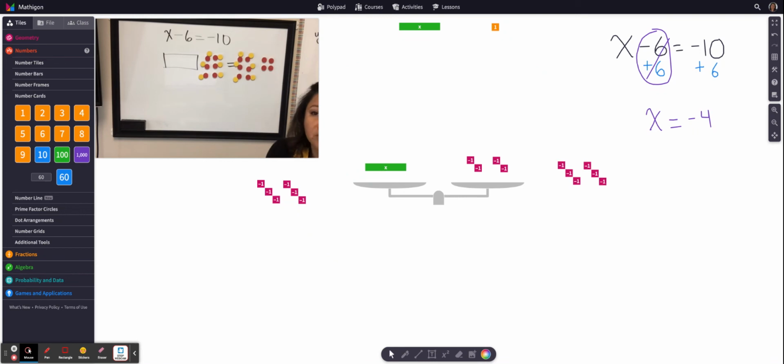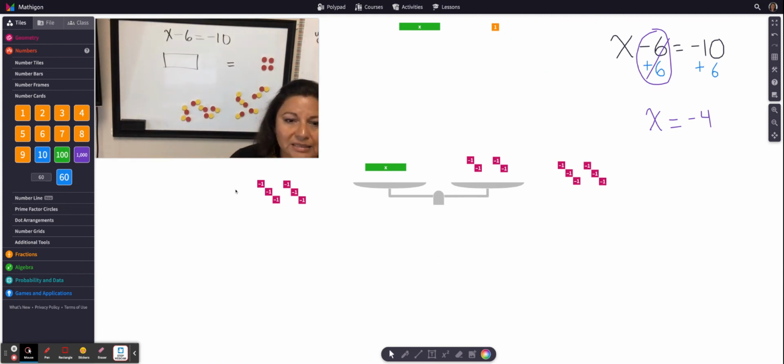So what happened when we added 6 to both sides? This became a 0, that became a 0, and so on, all six pairs became 0, leaving us with 4 negatives since we had more negatives than the 6 positives that I put in there. Therefore, inside my box, I must have 4 negative counters.